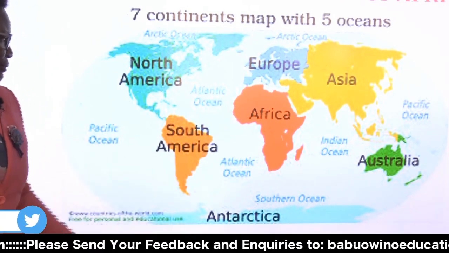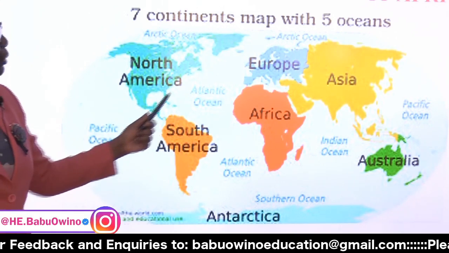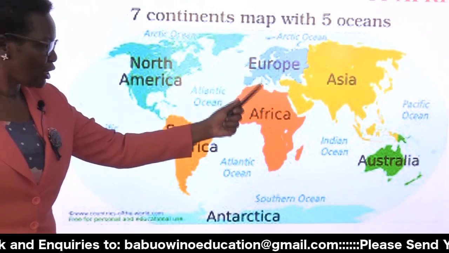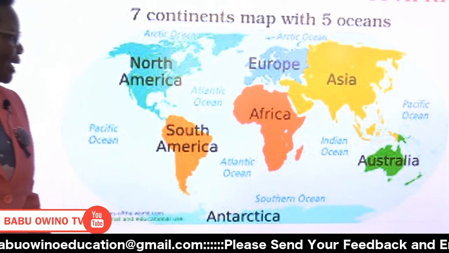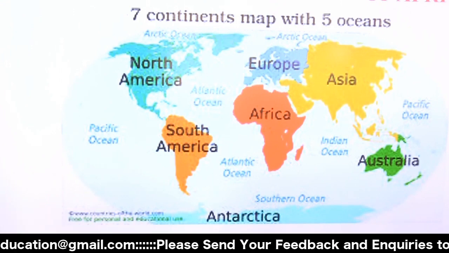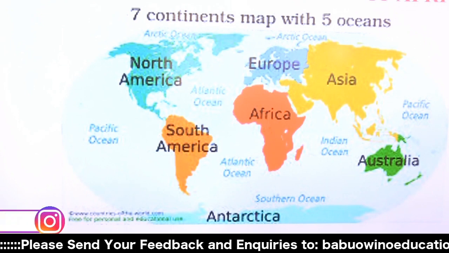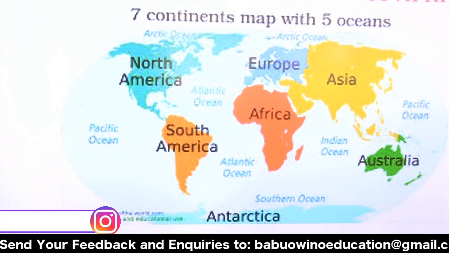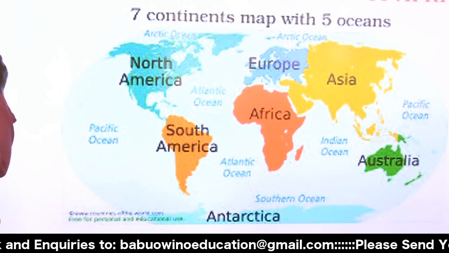So Africa is one of them. Then we have South America. We have North America. We have Europe. We have Asia. We have Australia. And we have another one down here known as Antarctica. So those are the 7 continents of the whole world. And I've said Africa is the most beautiful, even as you look at it. Isn't it? Okay.